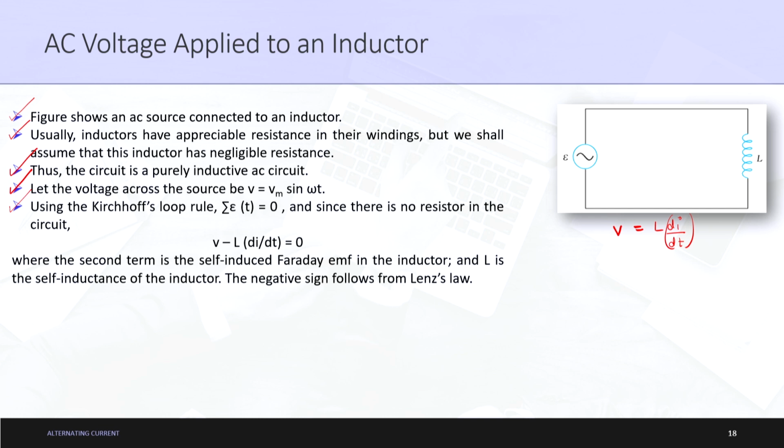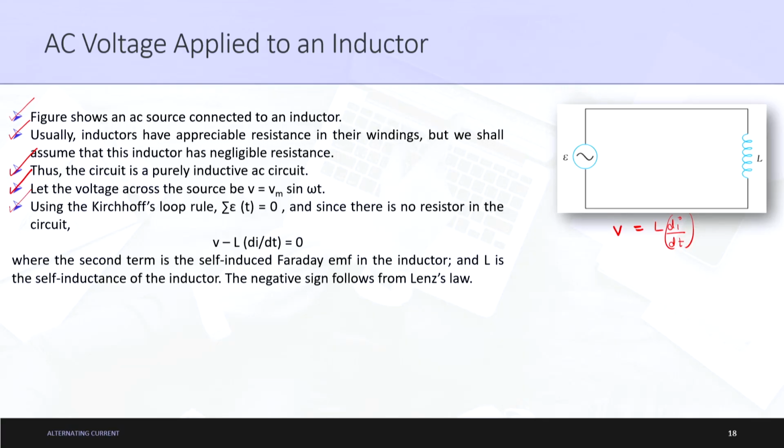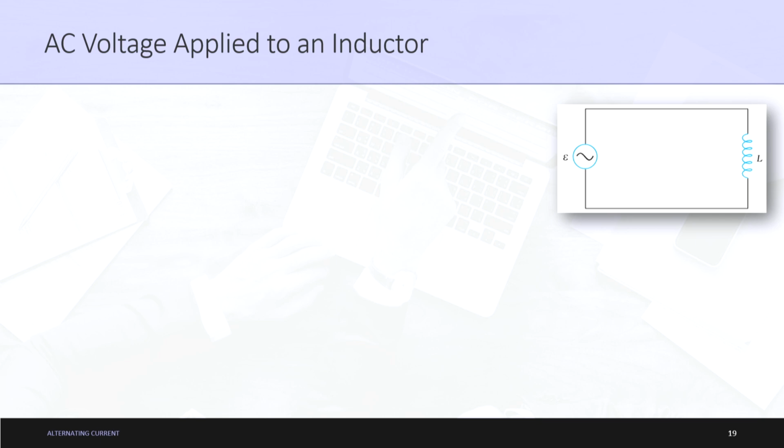What is L here? L is the inductance of the inductor, where the second term is the self-induced Faraday EMF in the inductor and capital L is the self inductance of the inductor. We have also understood the concepts of self inductance and mutual inductance, which have already been explained in previous chapters. We must just remember that capital L is the self inductance of the inductor. Why is there a negative sign? Because the negative sign follows from Lenz's law. That being said, let us now derive this relation.